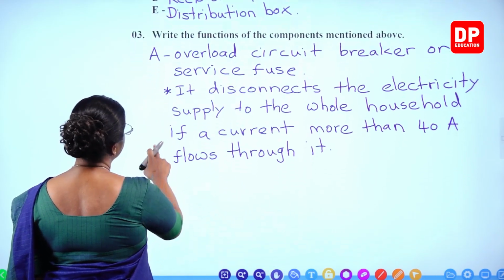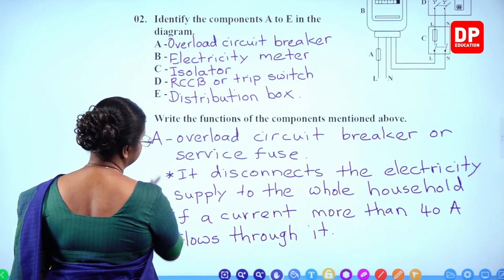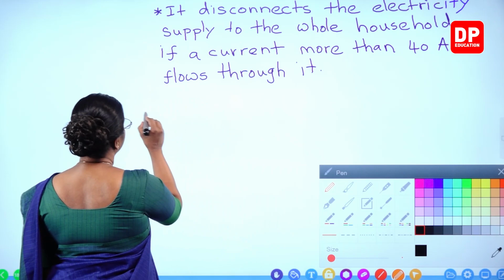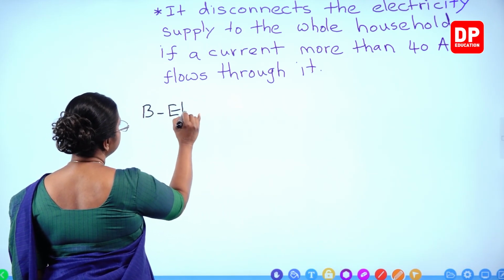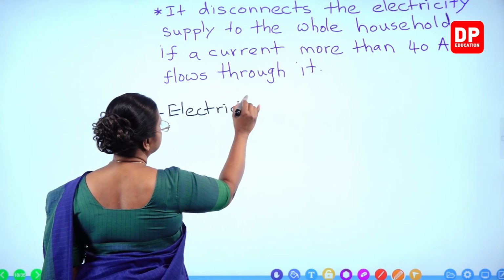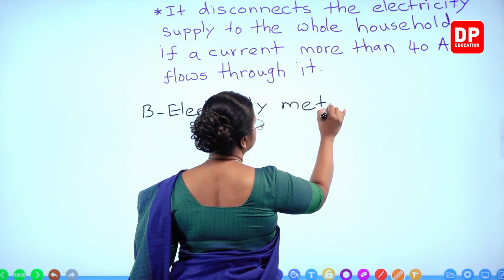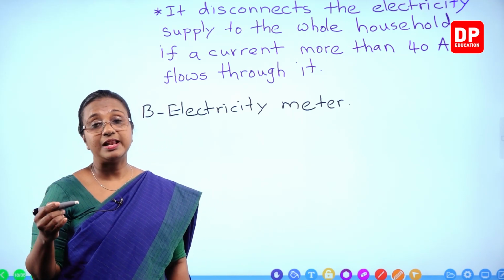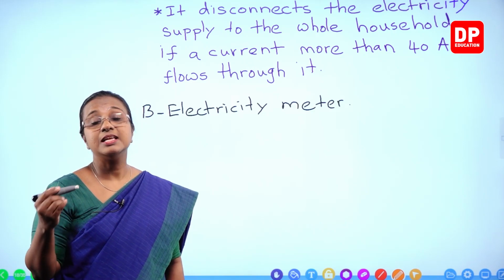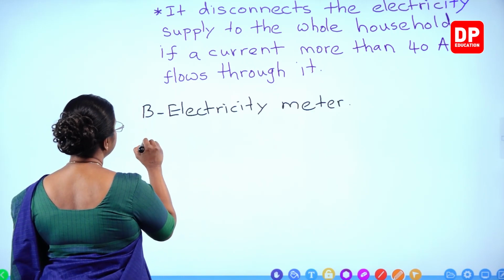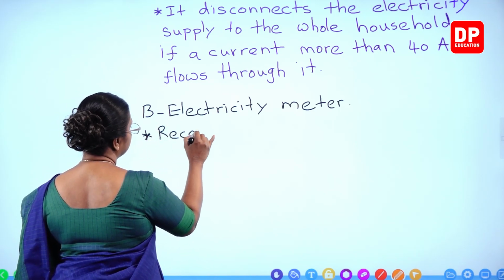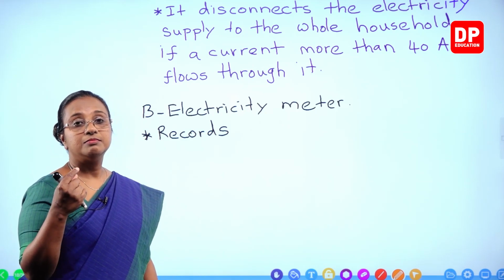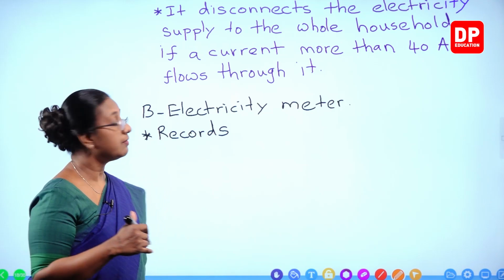Then the next one, B, you all can see it is the electricity meter. What does the electricity meter do? It records the amount of electricity consumed by the consumer as kilowatt hours. And say records, or we can say measures. It's basically keeping track of the amount of electricity.